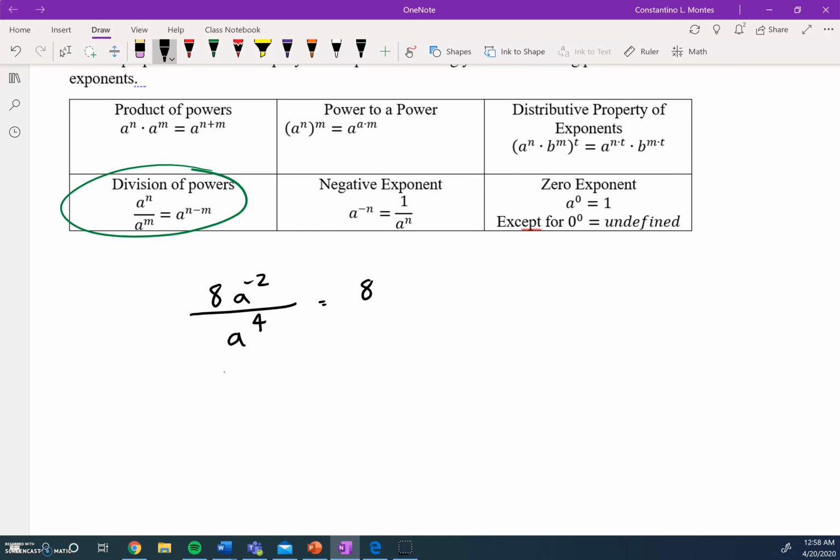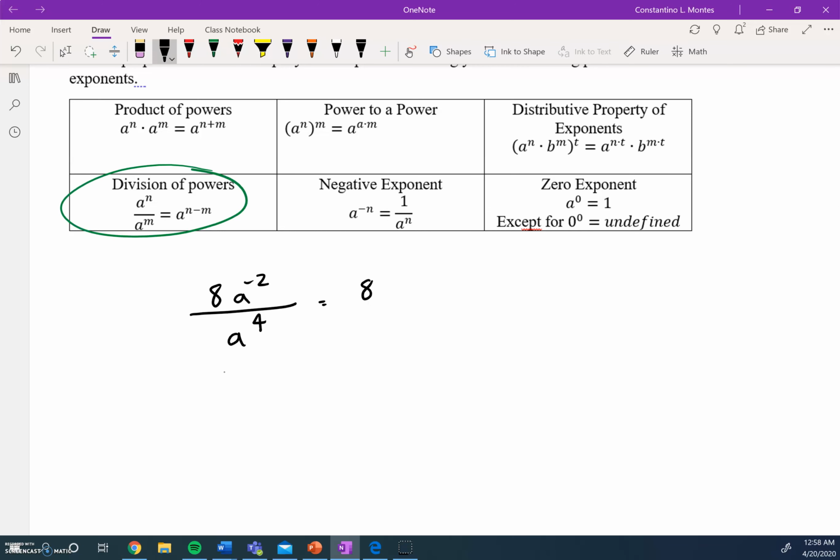And I'm going to rewrite this. We're going to think of this as being over 1. And I'm going to take this because it's negative, and I'm going to move it down using the negative exponent rule. So I have 8 divided by a to the 6th.